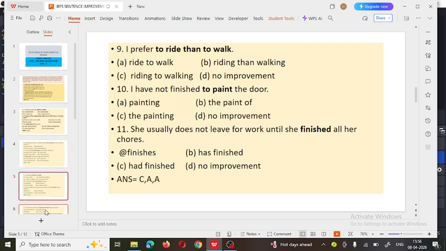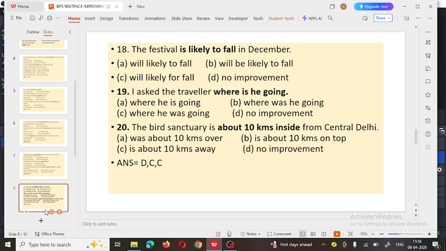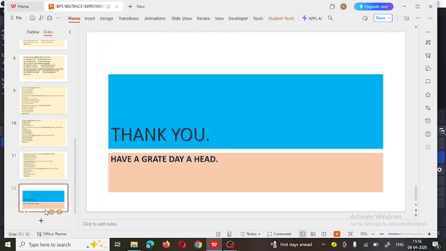So here you are able to see different examples, and we will continue in our next part.